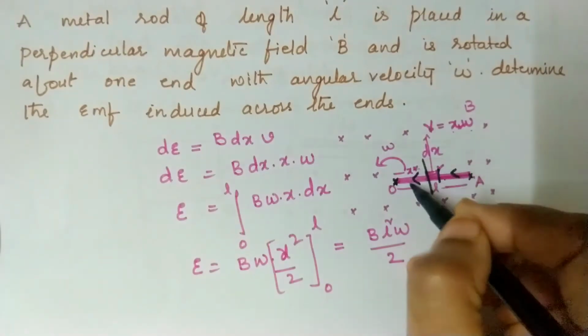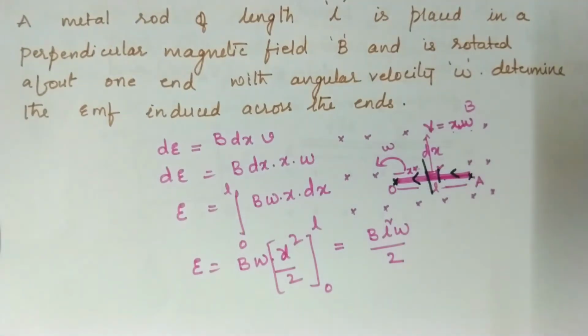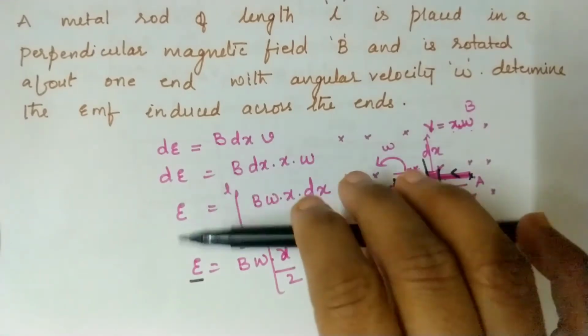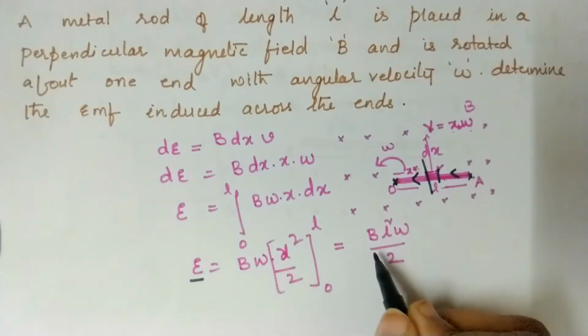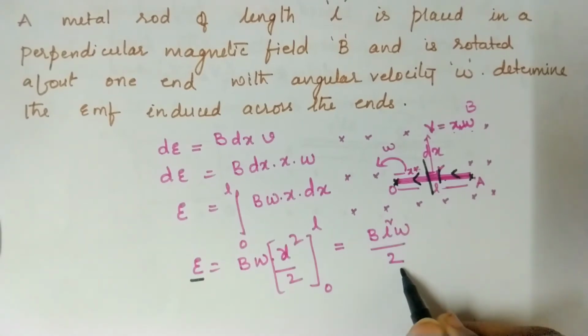So remember how to find out which end is positive and which end is negative, and even this value. When a metal rod is rotated about one end, induced EMF is BL square omega divided by 2.